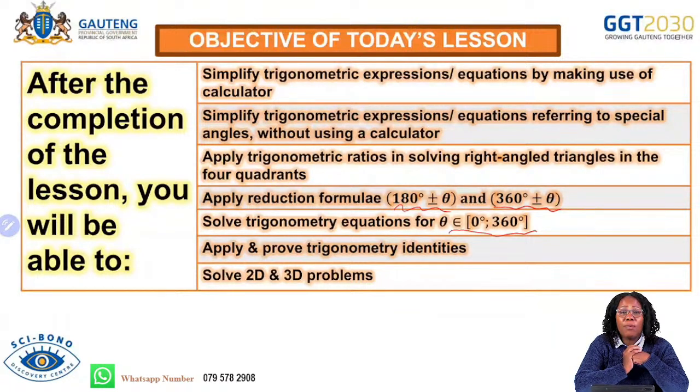And then you must be able to apply and prove trig identities. All your identities, remember, you'll find them at the back of your question paper. And then you must be able to solve 2D and 3-dimensional problems. So that is your trigonometry. Basically, you will also add your trig functions out of that 50 marks we are talking about.